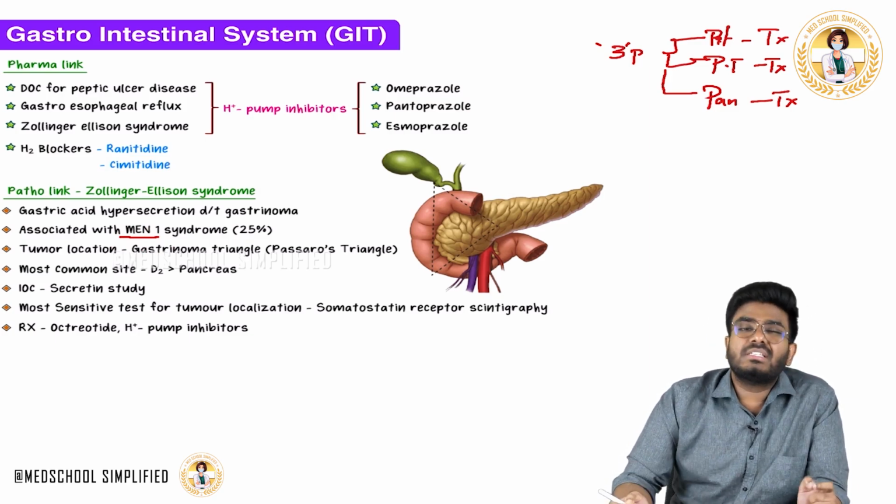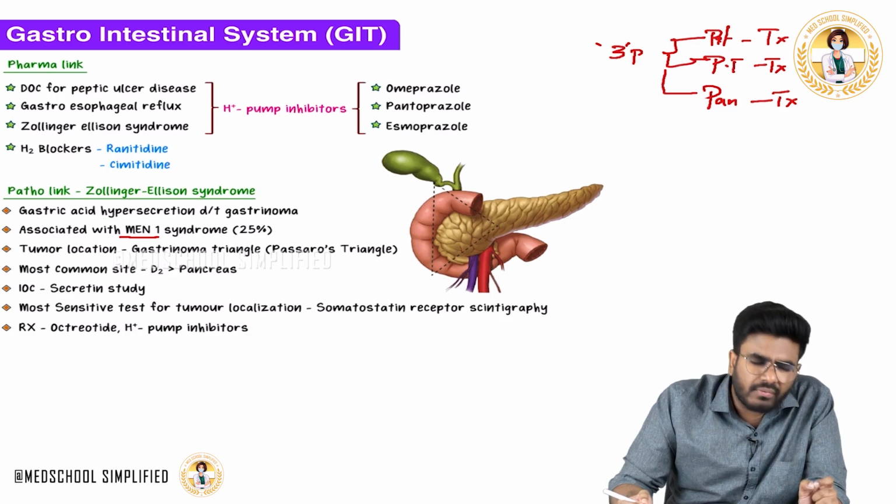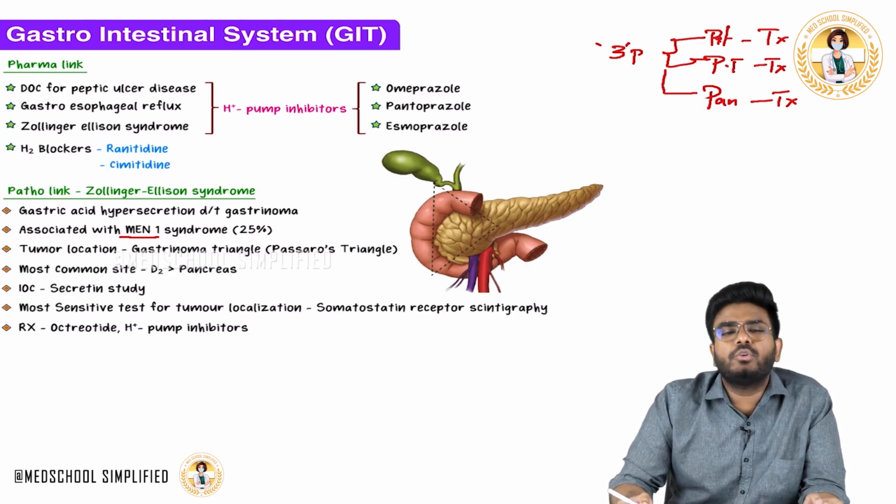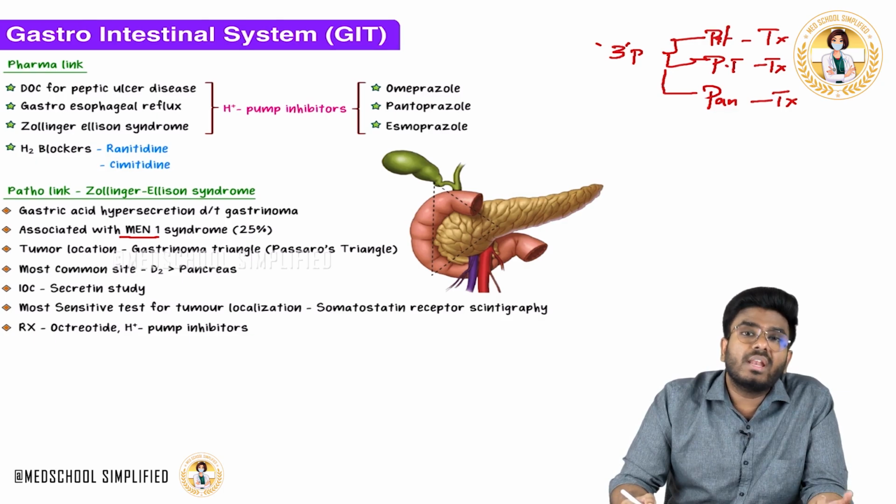Okay. Now, see, this tumor is a very, very small tumor. This gastrinoma, they are very, very small. Okay. They are very minute tumors. So, it's very hard to localize them.